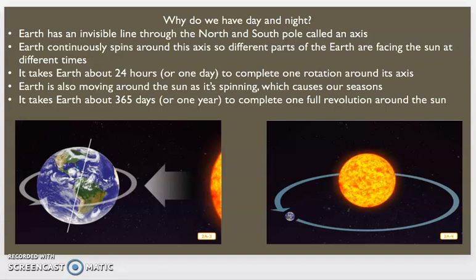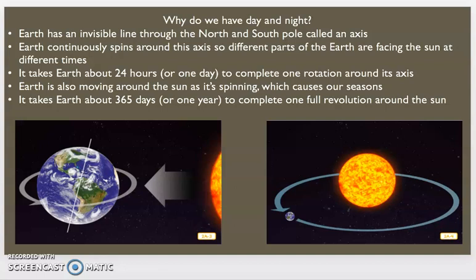It makes it look like the sun is rising and setting, but actually what's happening is the sun is staying still and the earth is moving around itself, spinning around itself. And it takes the earth about 24 hours or one day to complete one rotation around its axis. So the earth is continuously spinning around itself, and that's what gives us our daytime and our nighttime.